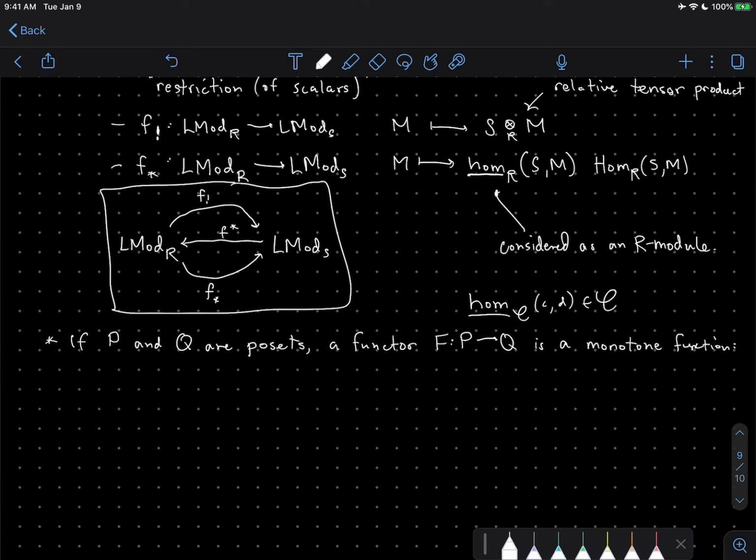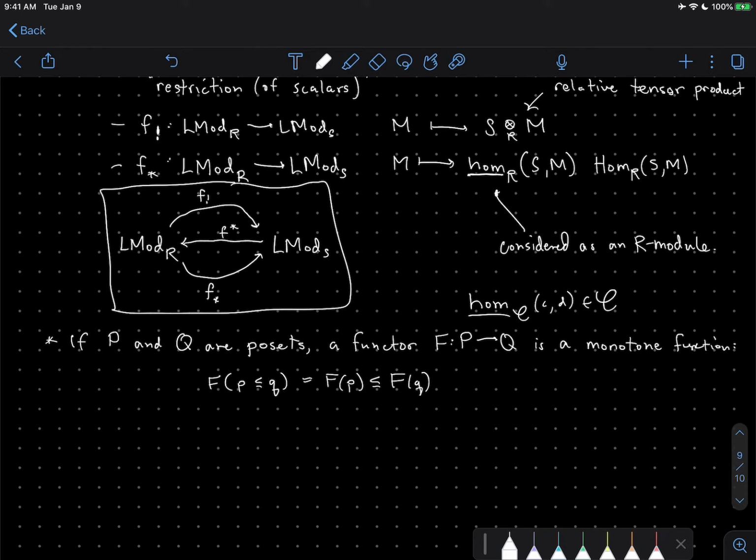So what does it do? Well, it's a function f such that f of p less than or equal to little q can be equal to f of p being less than or equal to f of q.